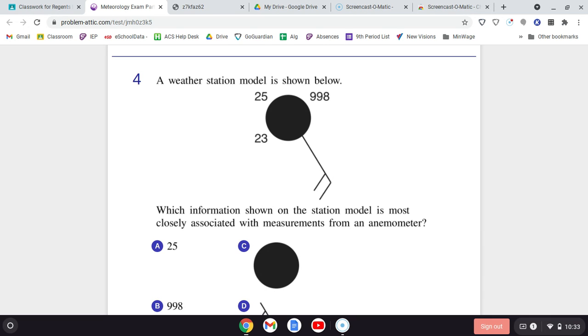Number 4. A station model is shown below. Which information shown on the station model is most closely associated with measurements from an anemometer?